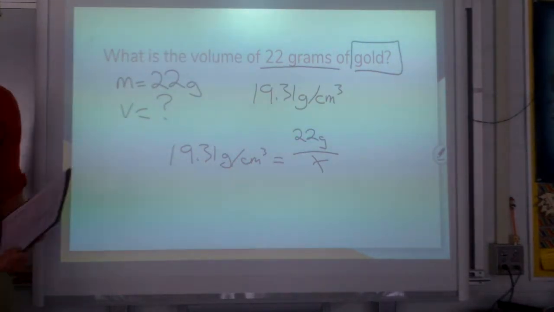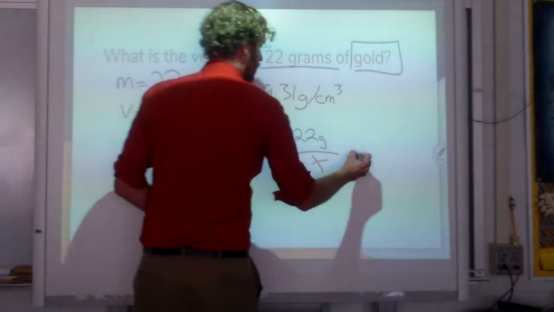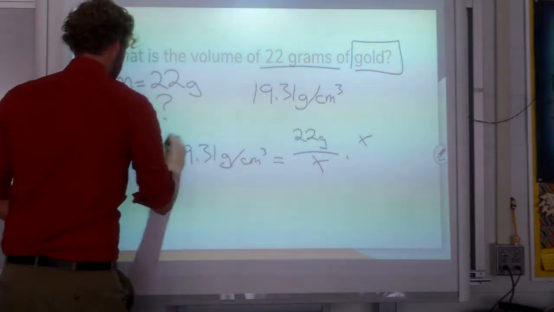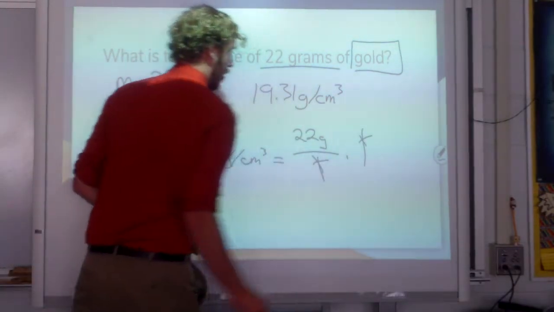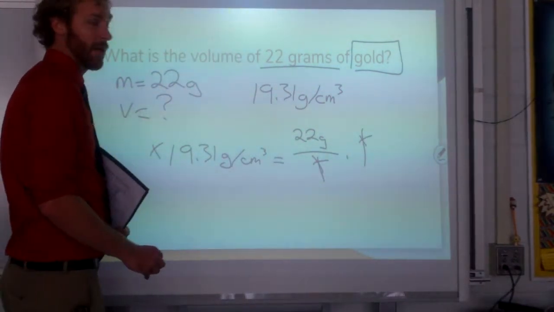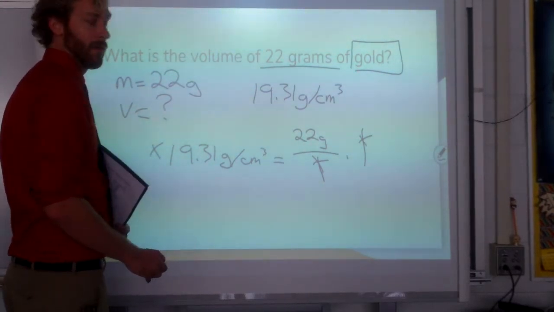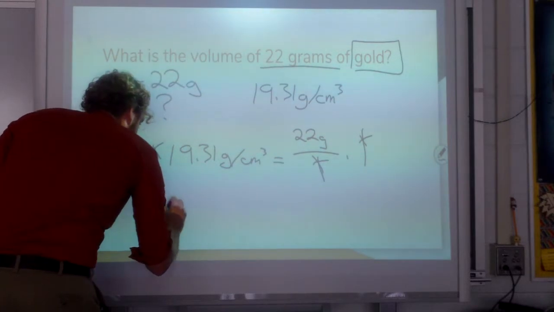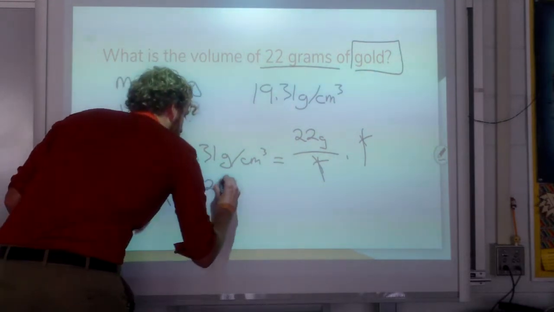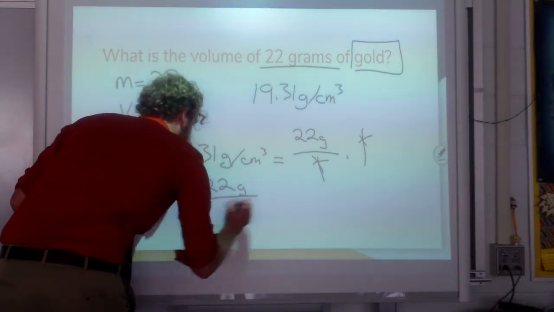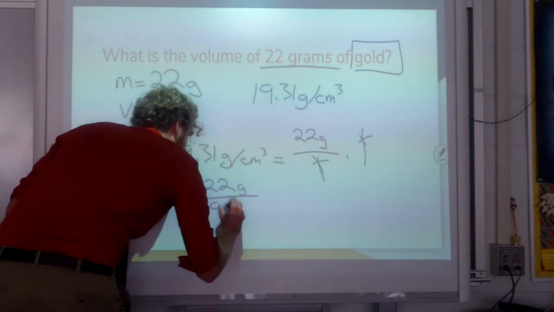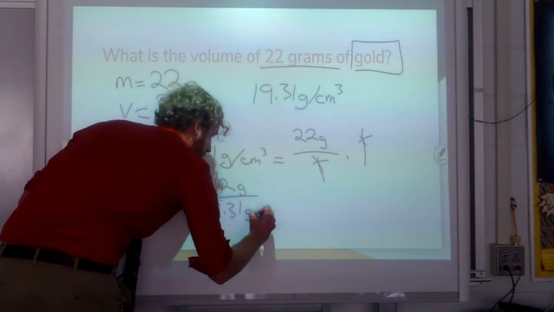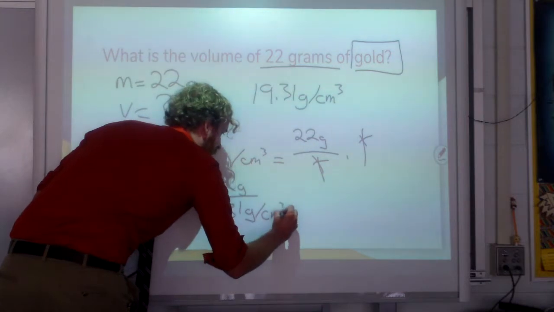We got X on the bottom, we got to get X on the top. Times both sides by X. Cancels out, cancels out. Now we got to divide by our density. So we'll have X equals 22 grams divided by 19.31 grams per centimeters cubed.